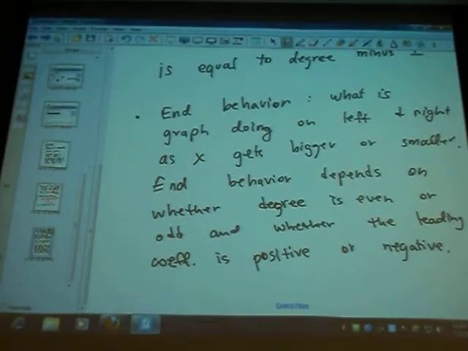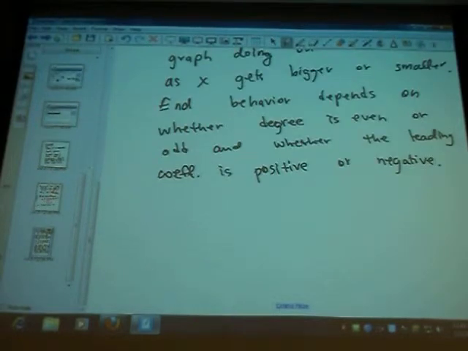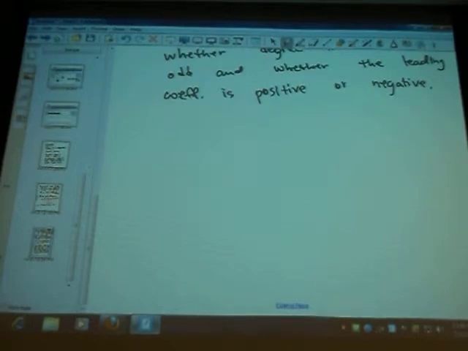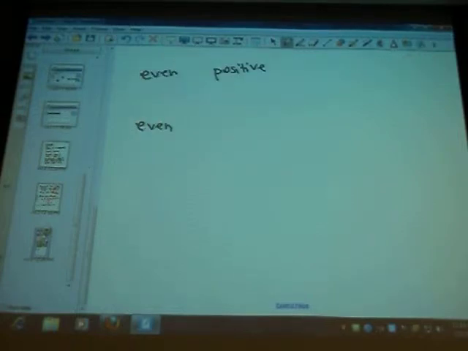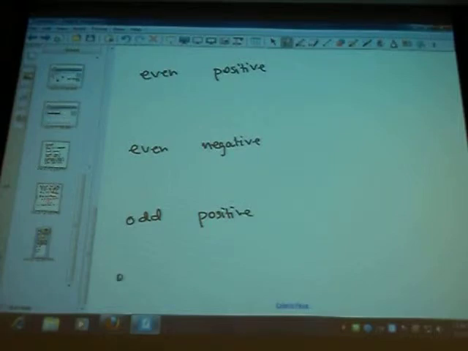Okay, so there's 4 possibilities if you're looking at even, odd, and then also positive and negative. You've got even, positive. Give yourself some room here. We're going to make a chart. Even and negative. Odd and positive. Odd and negative.